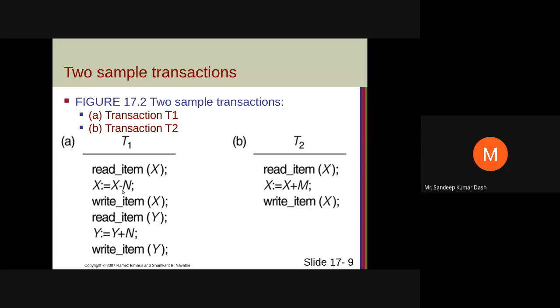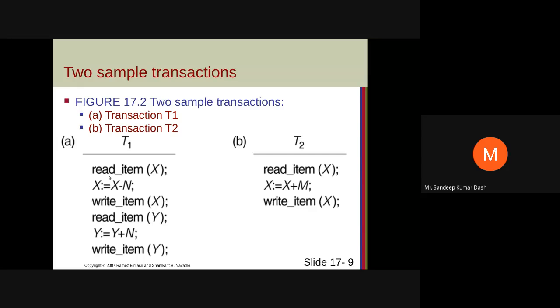Or suppose this is a money transaction. You are deducting 1000 from your account. You are giving that amount to someone else's account. So on his account it will be added. So at the end the total money in the database will be same.